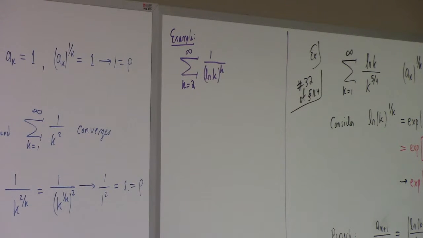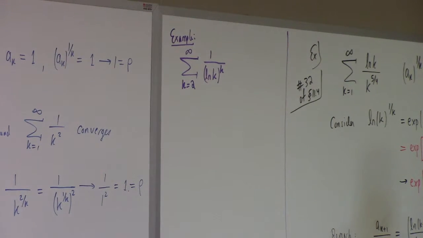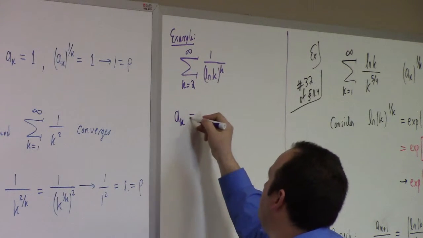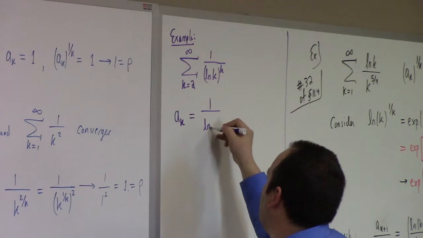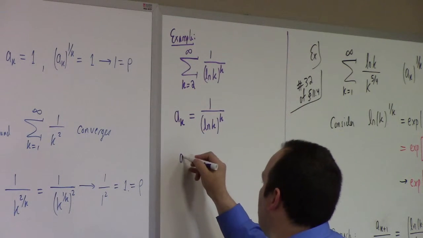Okay. If I put a 1 there, it's a different kind of series. You could say it's divergent, but I would just say that it's not even well-defined. It's just not a well-thought-out series. Okay, so if I look at a sub k, I've got 1 over the natural log of k, in parentheses, to the k power. So what's the kth root of that?